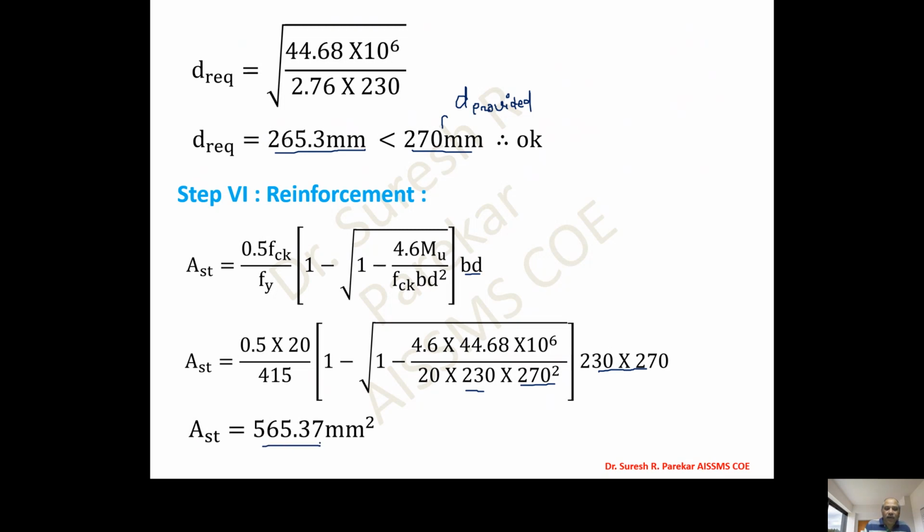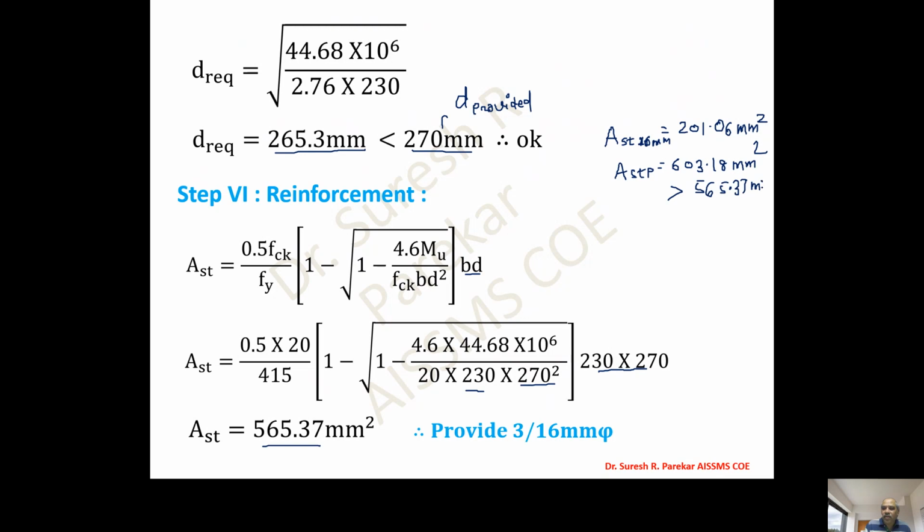565.37 mm square. Now we have to provide 3 bars of 16 mm because we know for 1 bar, AST for 16 mm is equal to 201.06 mm square, and therefore from this we will get AST provided that is equal to 603.18 mm square, which is greater than 565.37 mm square, and therefore it's okay.